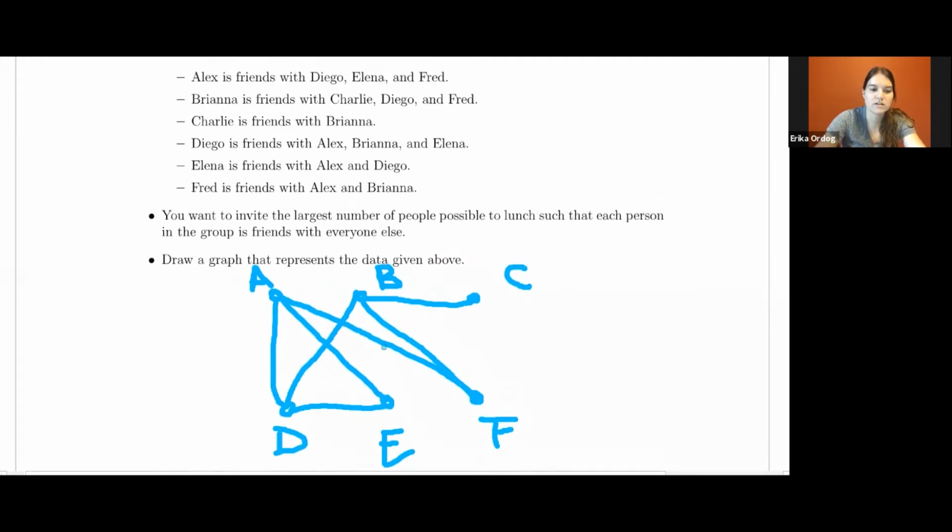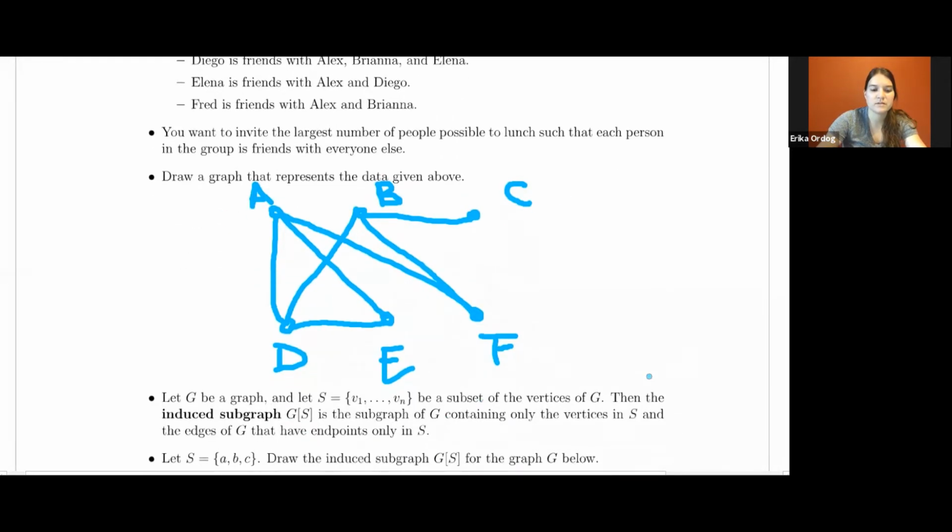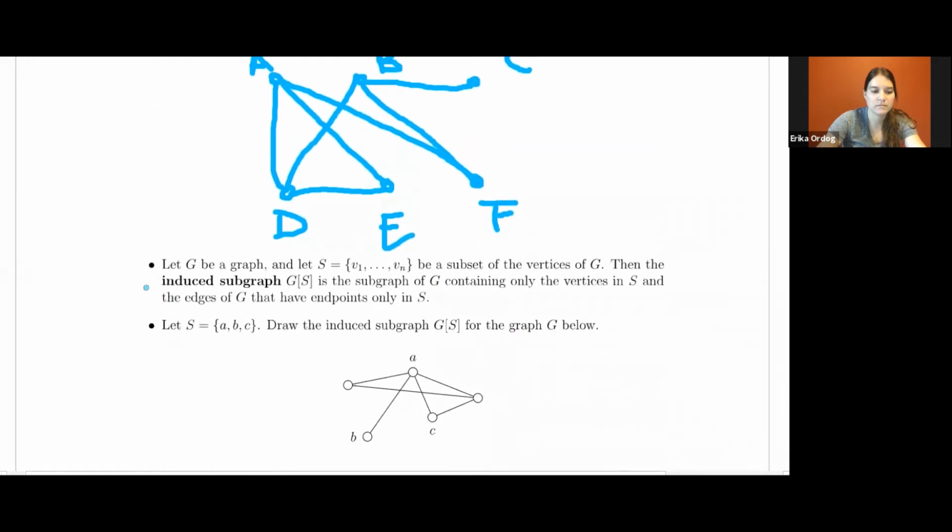Okay, and so we wanted to invite the largest number of people possible to lunch so that each person in the group is friends with everyone else. If we let G be a graph, and we let S be the set of vertices v1 through vn of our graph G, then we have the induced subgraph, which we write G[S]. This is the subgraph of G containing only the vertices in S and the edges of G that have endpoints in S. So let's look at an example.